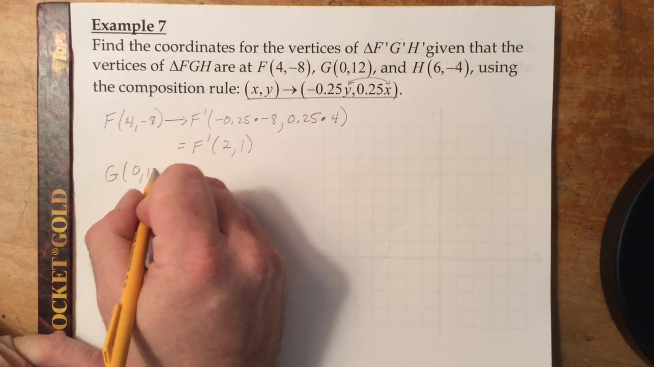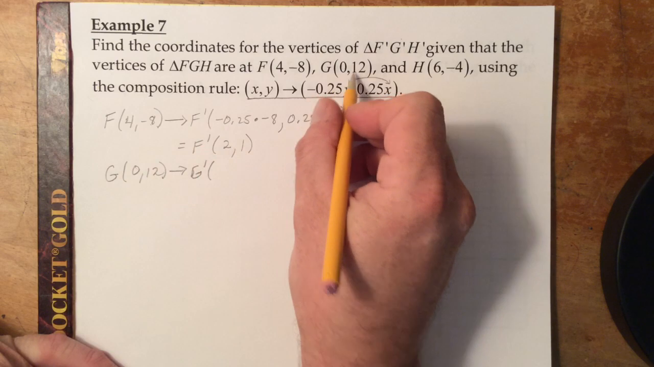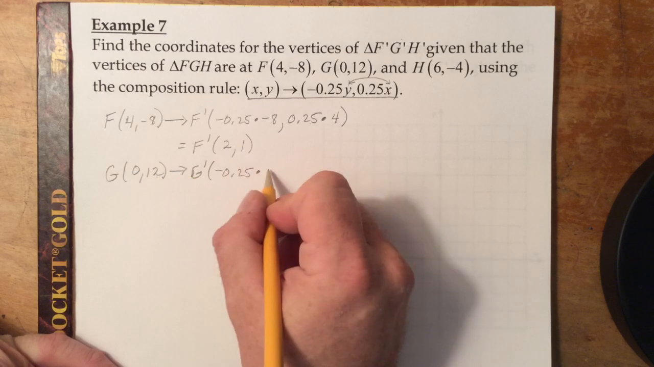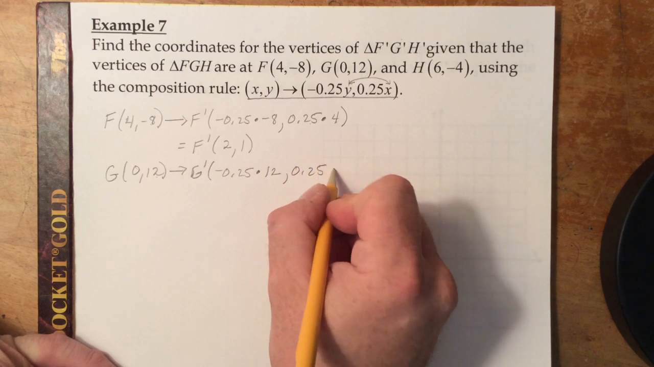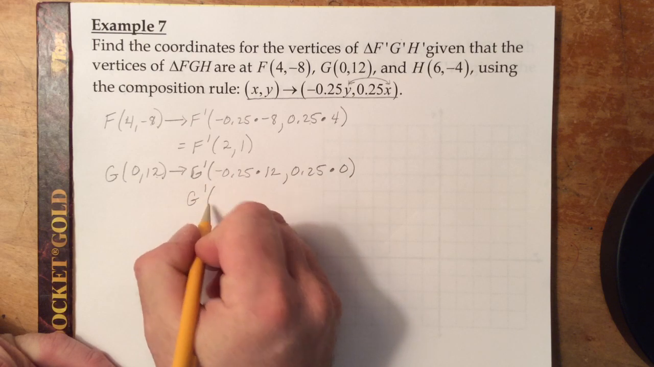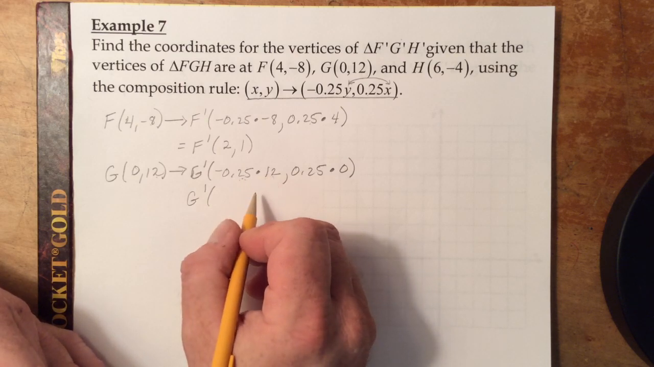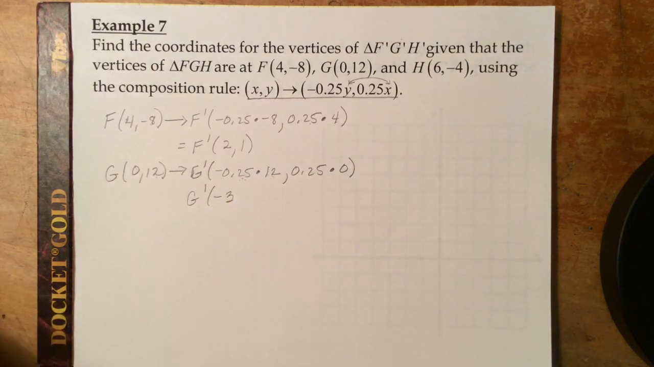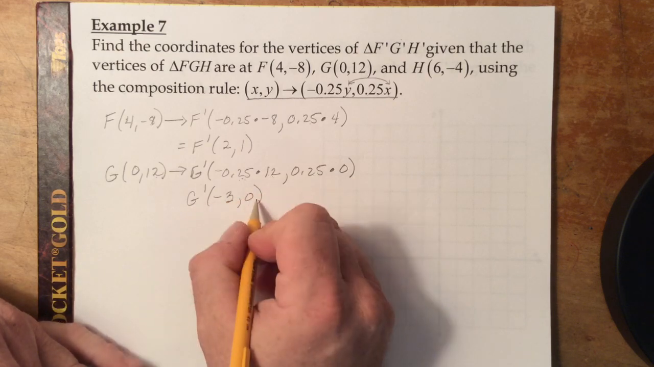G at (0, 12). Applying the same rule, G prime, we have -0.25 times y, which is 12, comma, 0.25 times x, which is 0. So G prime: 25% of 12 or 1/4 of 12, that would be 3. And since negative times positive is negative, we have -3. Comma, and then 0 times anything is 0. So we get (-3, 0) there.